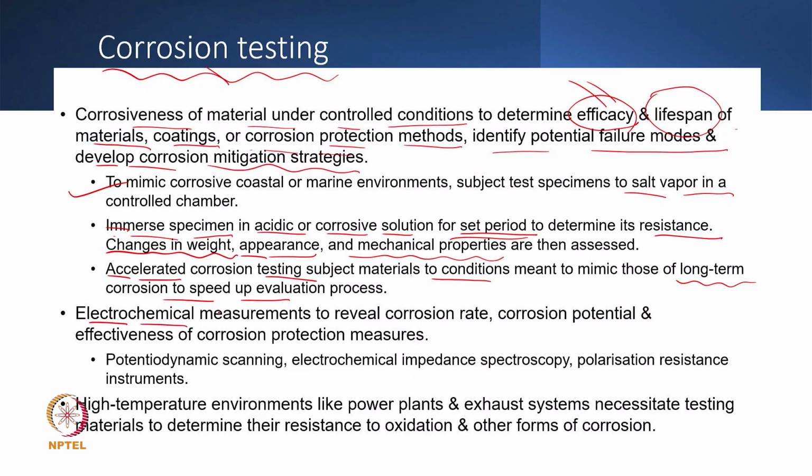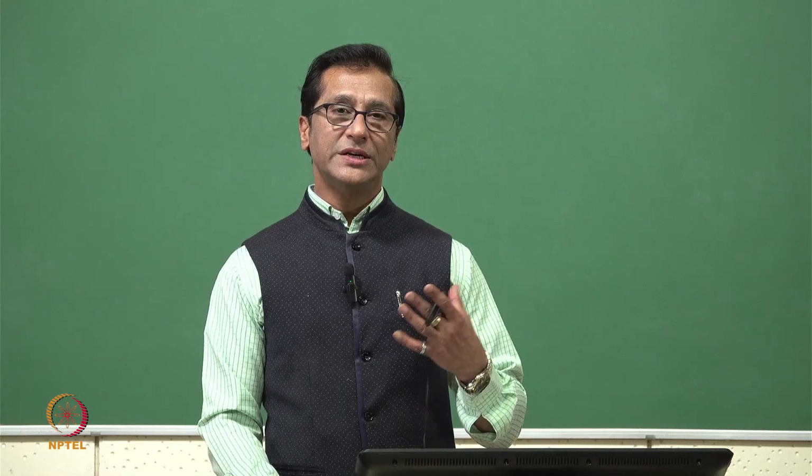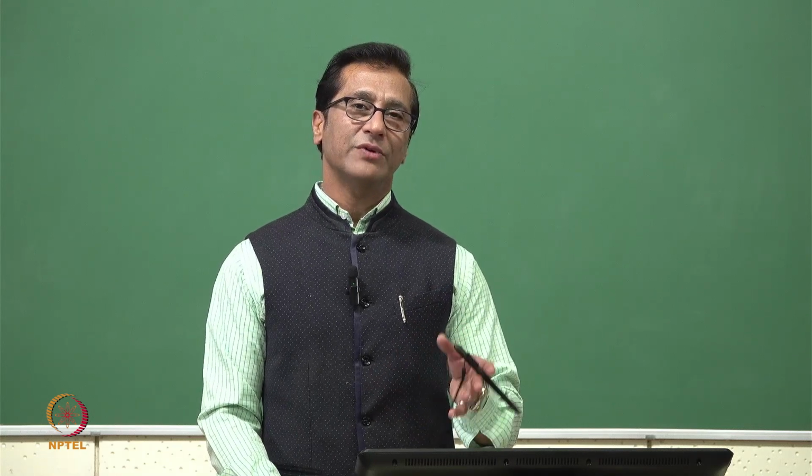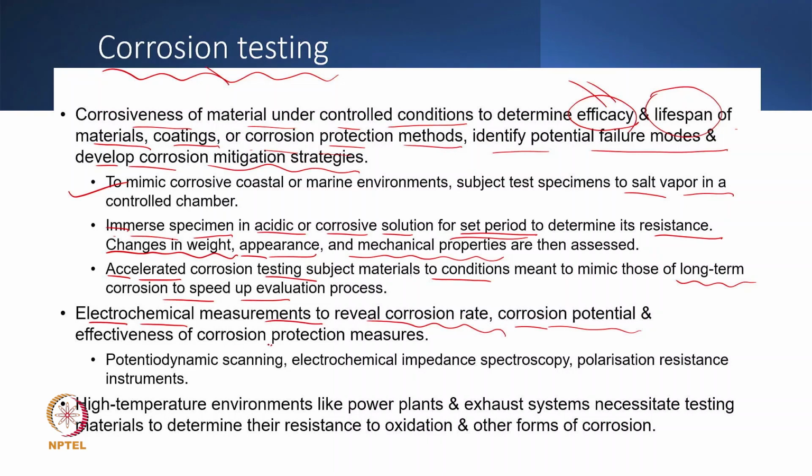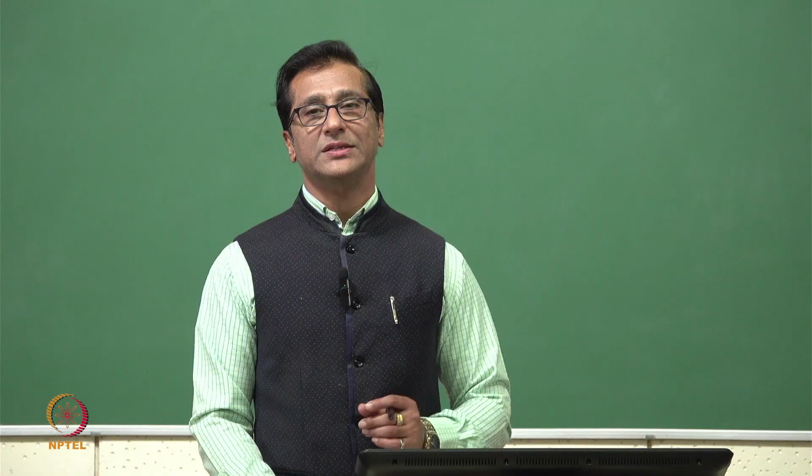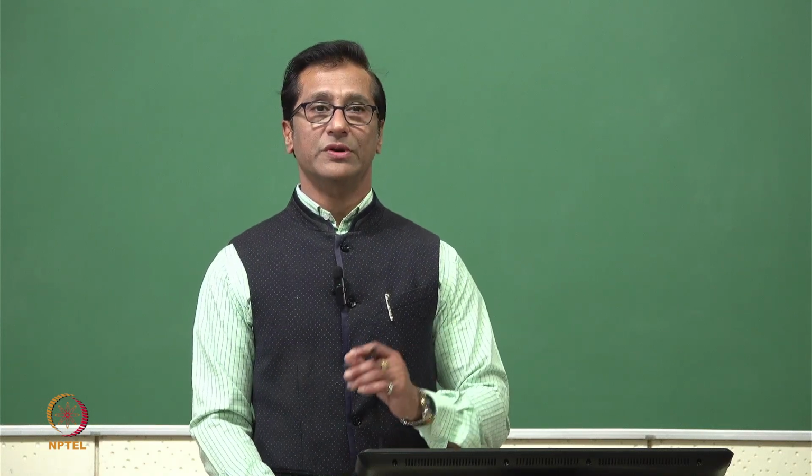Another one, we say electrochemical measurement needs to be done to really figure out what is the corrosion rate, what is the corrosion potential, because we know something from a published list, but whatever material we are getting, we may not have the same value of electropotential. And then coming to the effectiveness of the corrosion protection measures, some testing procedures are there. We say potentiodynamic scanning, electrochemical impedance, or polarization resistance instruments are there, which measure the characteristics related to corrosion, which will be useful.